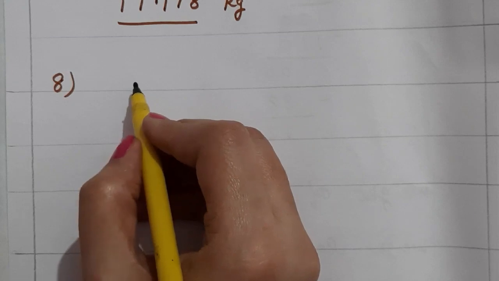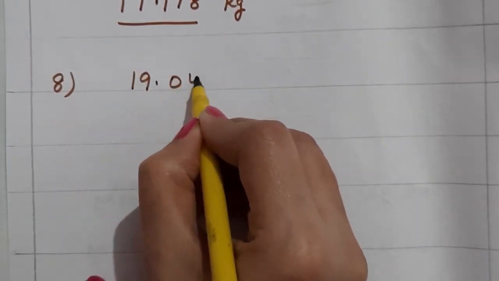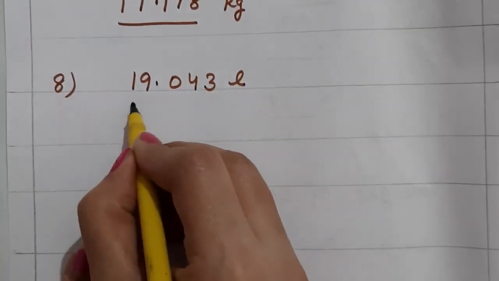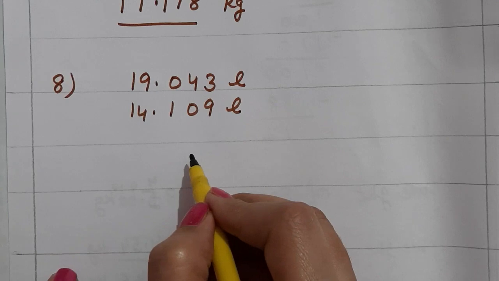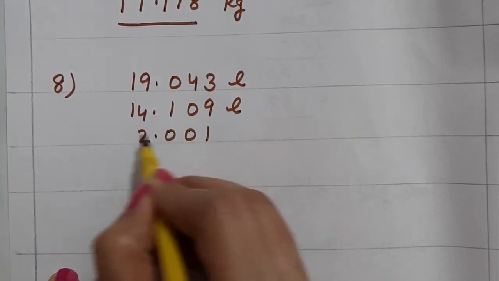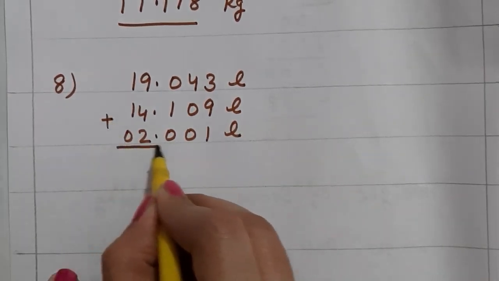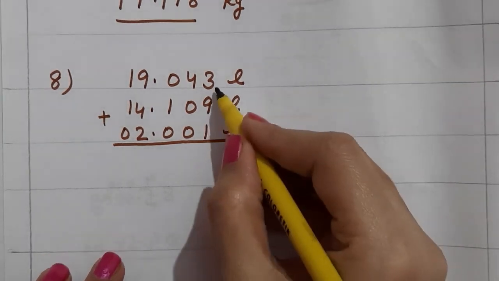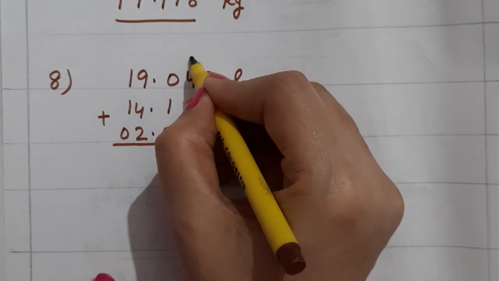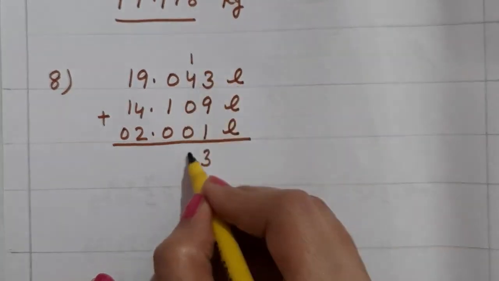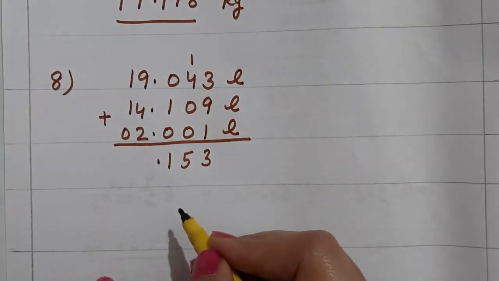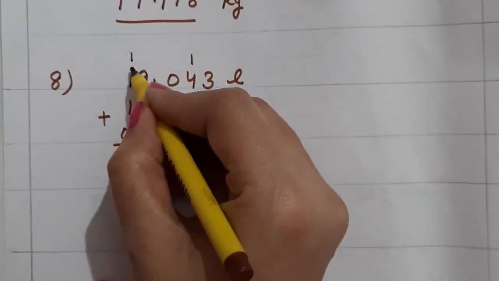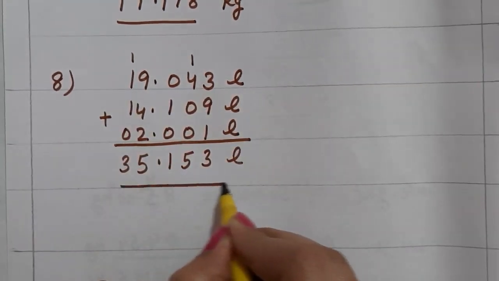Yes. Next is question number 8. Add 19.043 liter, 14.109 liter and 2.001 liter. 9 plus 3, 12, 12 plus 1, 13. 4 plus 0 plus 0, 4 plus 1, 5. 1 plus 0 is 1, 1 plus 0, 1. 9 plus 4, 13, 13 plus 2, 15, 5. 1 carry, 1 plus 2 plus 1, 3. So this is your answer.